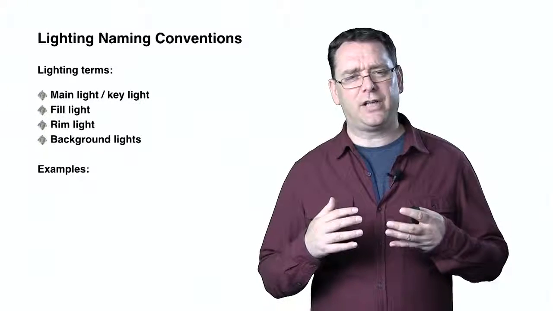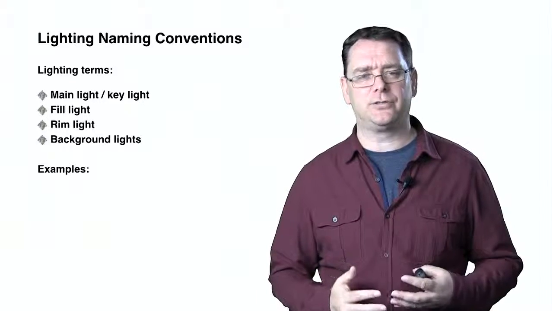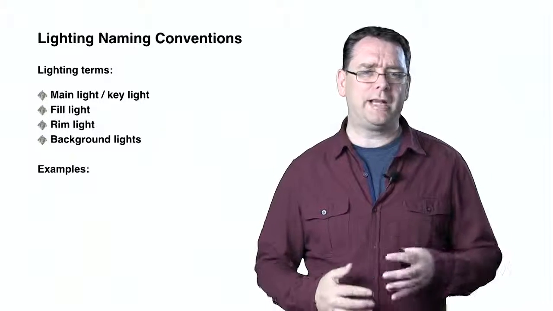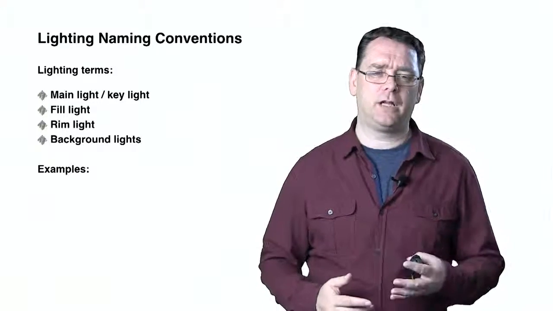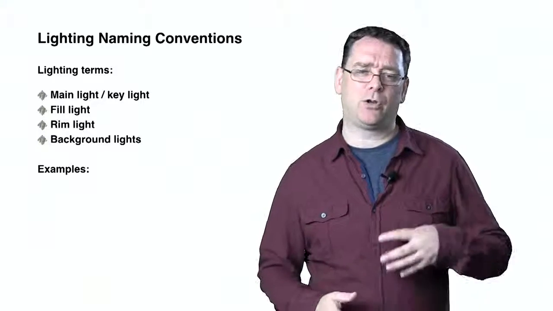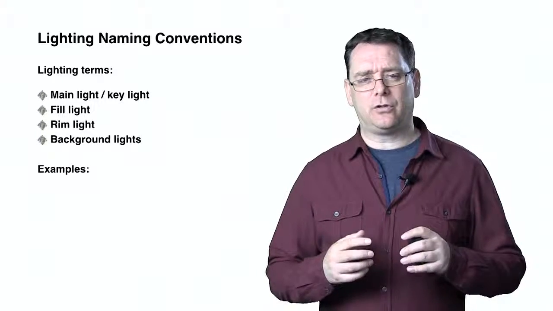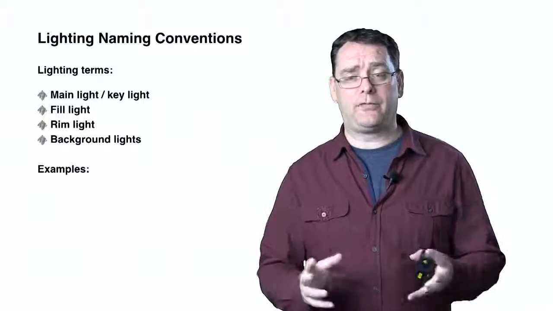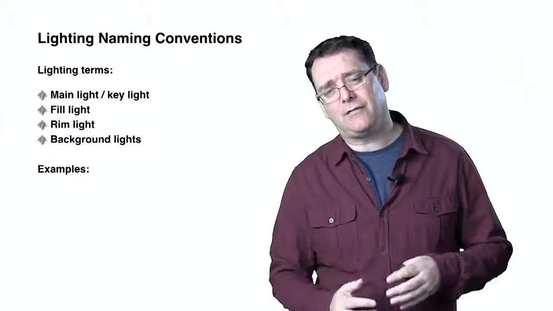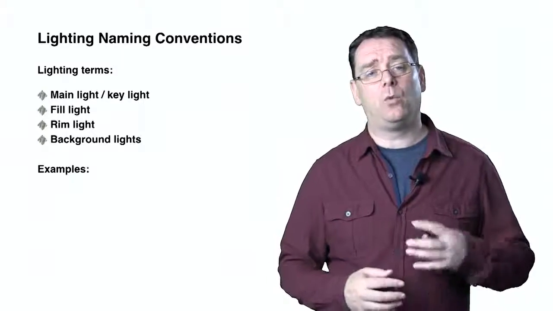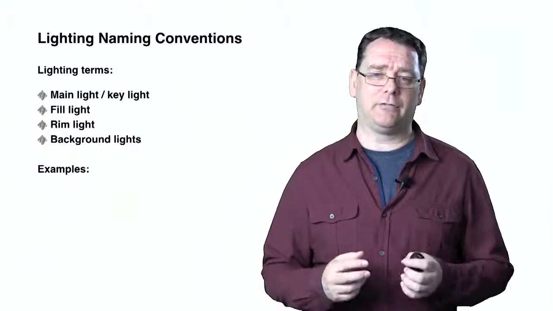So we need to understand some of the lighting naming conventions. What we've got is the main or key light, a fill light, a rim light, and a background light. This is obviously the basic introductory section. Let's go and have a look and help you understand what we mean when we call these lights these different names.